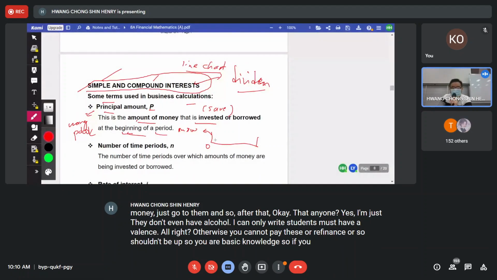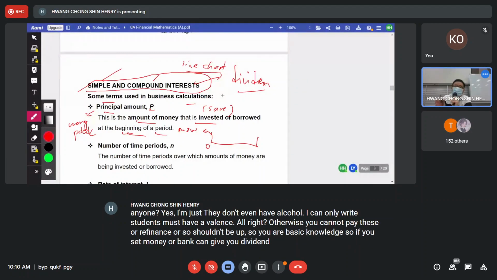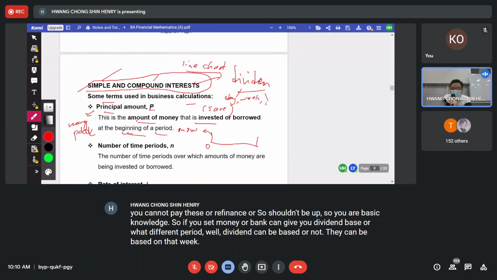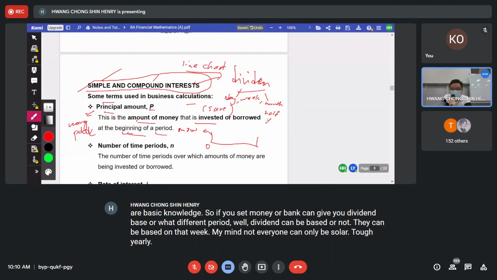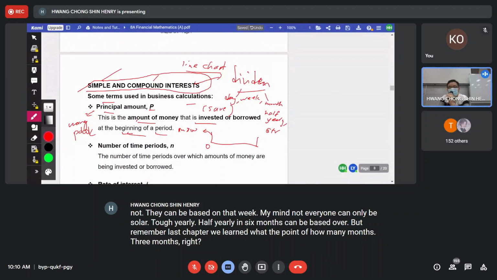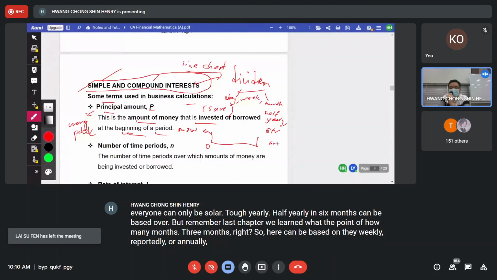So if you save money, the bank can give you dividend based on what different period? Dividend can be based on day, week, month, half yearly, which means 6 months, or quarter. Remember last chapter we learned quarter. 1 quarter, how many months? 3 months, right? So you see, a dividend can be based on day, weekly, monthly, half yearly, quarterly, or annually. Annually means every year, right?